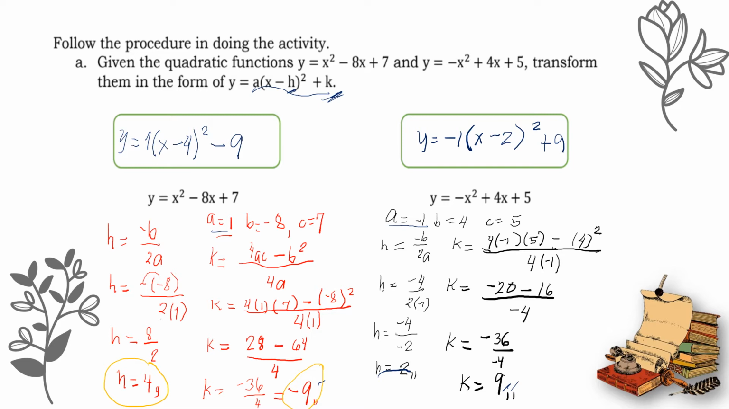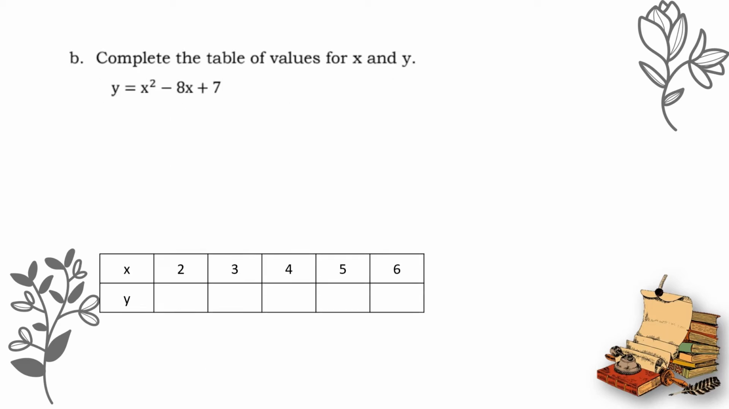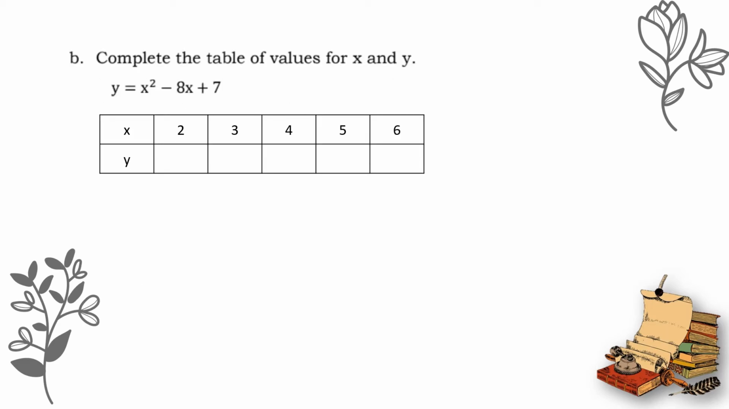So, after we convert the following quadratic function into its vertex form, proceed po tayo sa letter B. So, we need to complete the table of values for x and y. So, ang nakuha po natin kanina na h po natin ay equal to 4. So, since yon po ay equal to 4, ito, equal to 4. Yan po yung h natin.